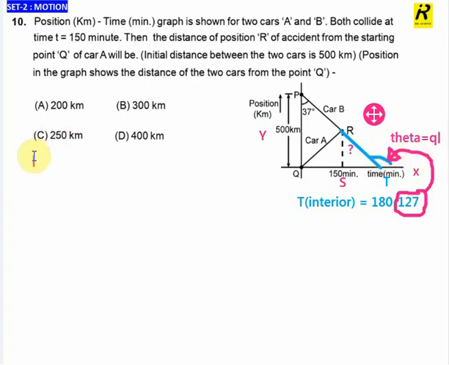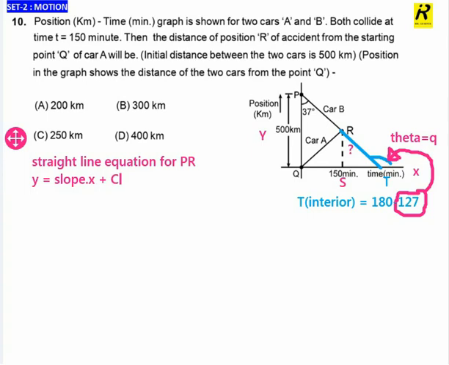Now let me write the straight line equation for PR. What I can write is y equals slope into x plus c. This is our usual notation for any straight line. So now I write y equals tan Q, where Q stands for theta, into x plus c. C is the y-intercept, which is at point P, which is plus 500. All distances are in kilometers.